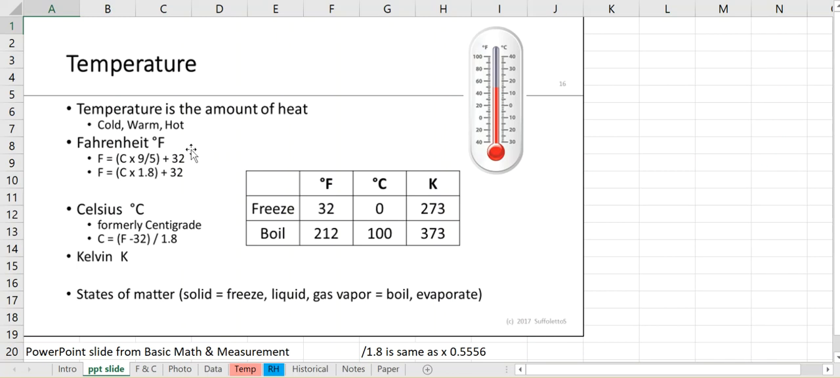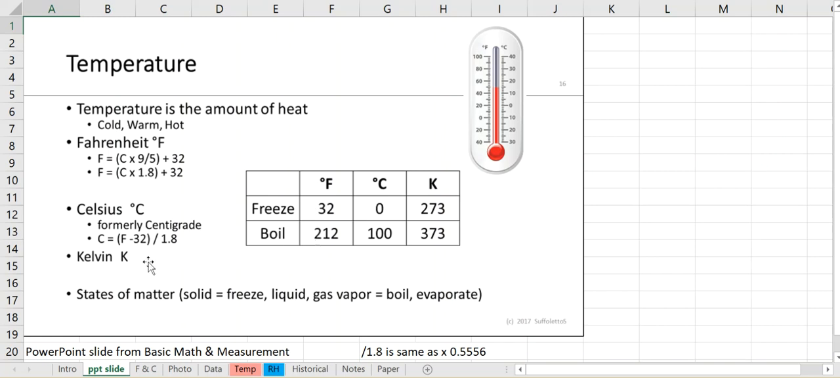There's the Fahrenheit scale, and it used two benchmark states of matter: where water freezes, it is a solid, and where water boils, it becomes a vapor gas. That's 32 degrees Fahrenheit and 212 degrees Fahrenheit.